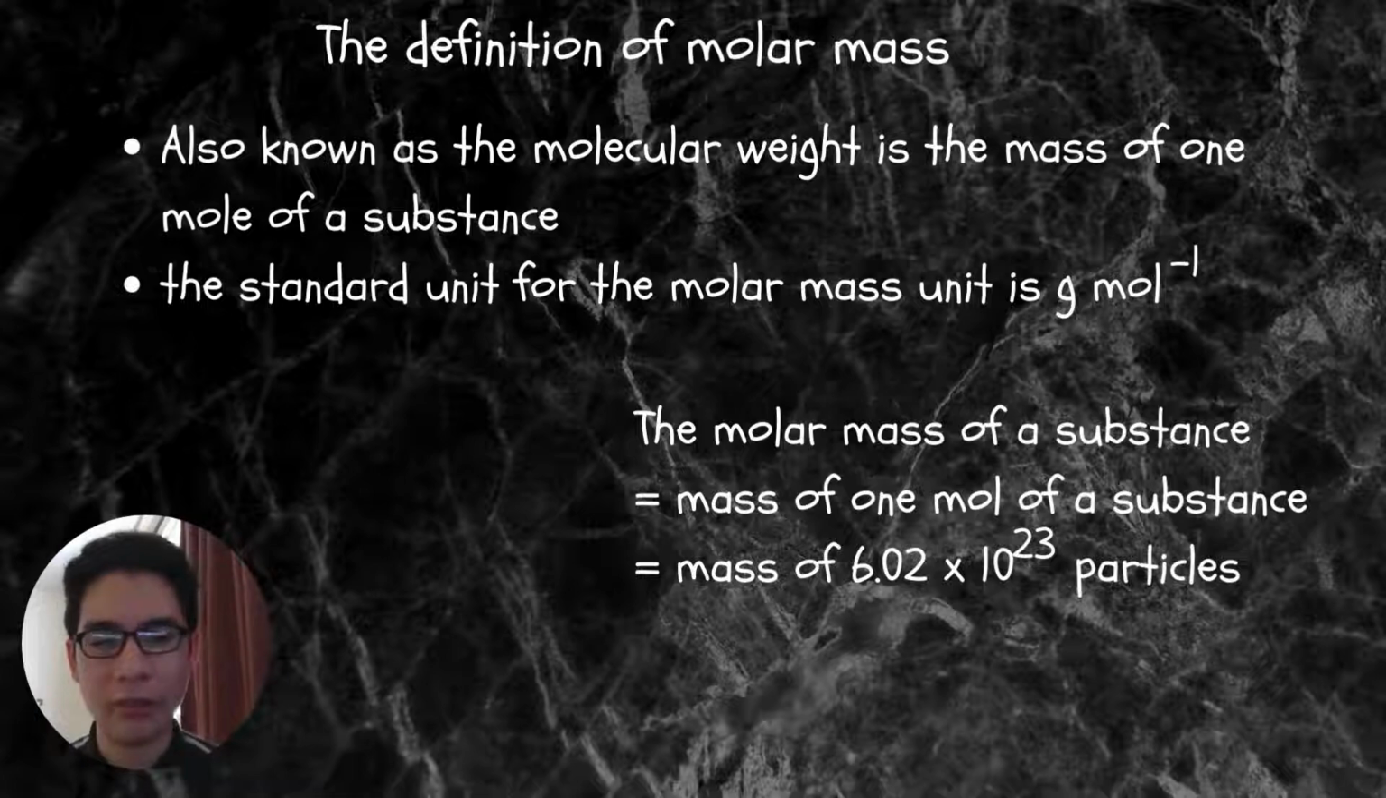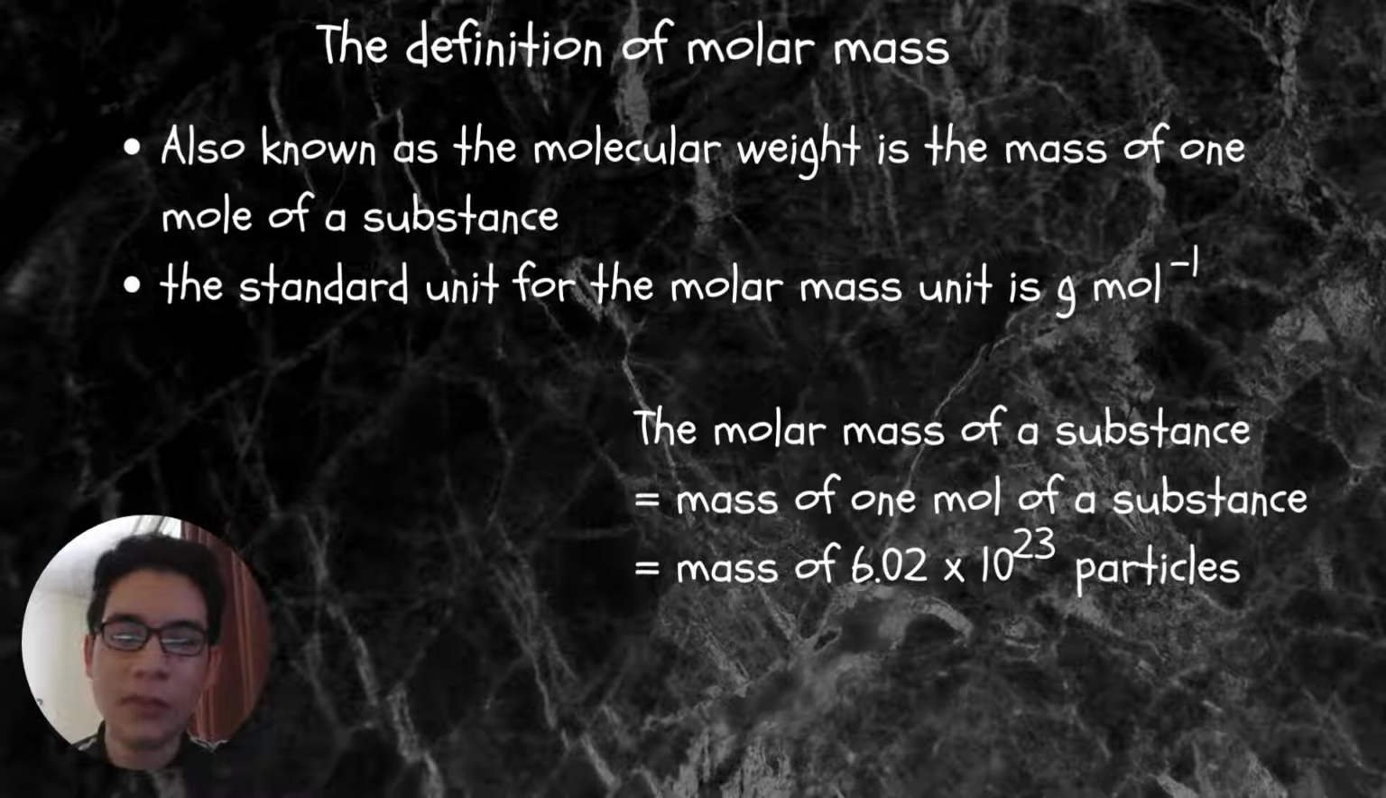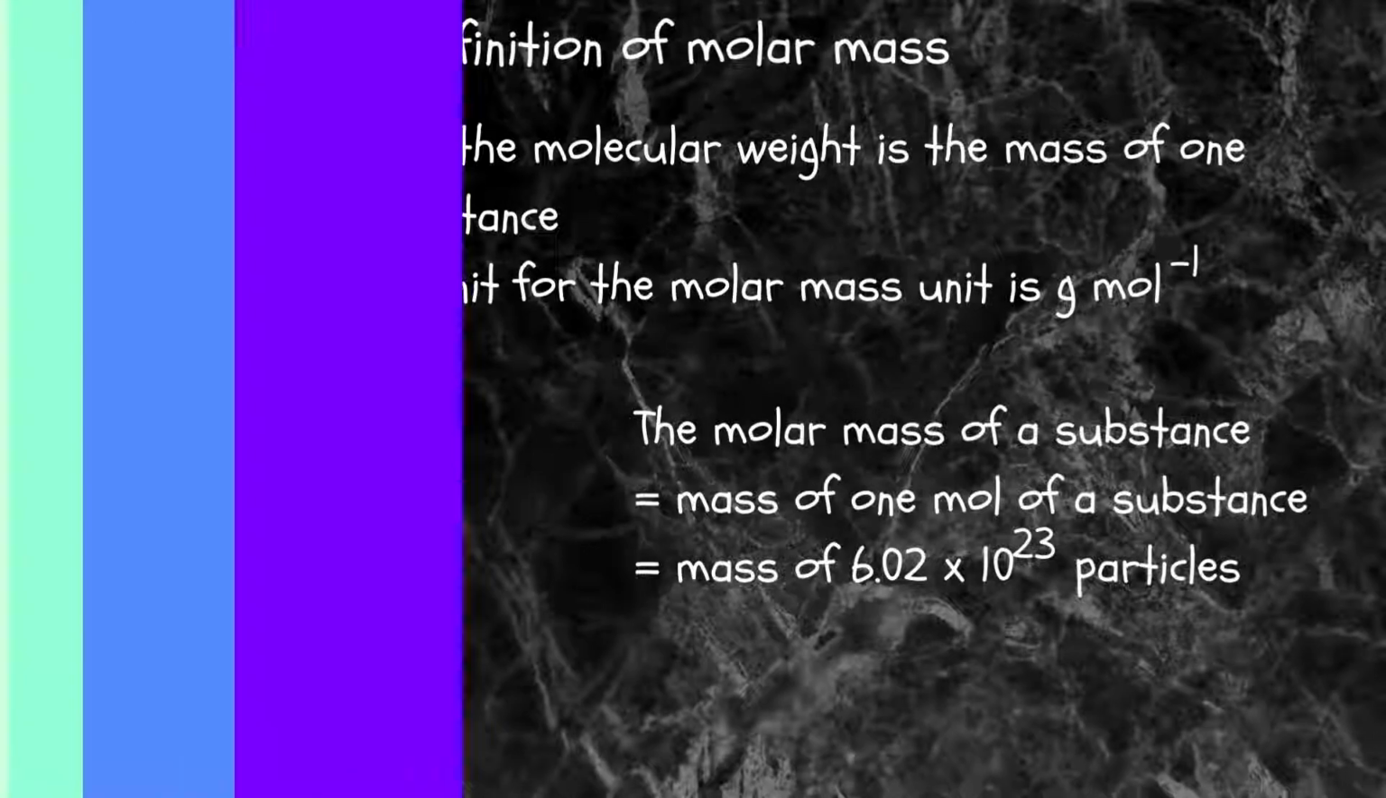At the right of the screen, it explains how molar mass works. The molar mass of a substance equals the mass of one mole of the substance. Remember the definition. So the molar mass of a substance also equals the mass of 6.02 times 10 to the power 23 particles, because one mole equals 6.02 times 10 to the power 23. Since the molar mass is the mass of one mole, the molar mass of a substance is the mass of 6.02 times 10 to the power of 23 particles.